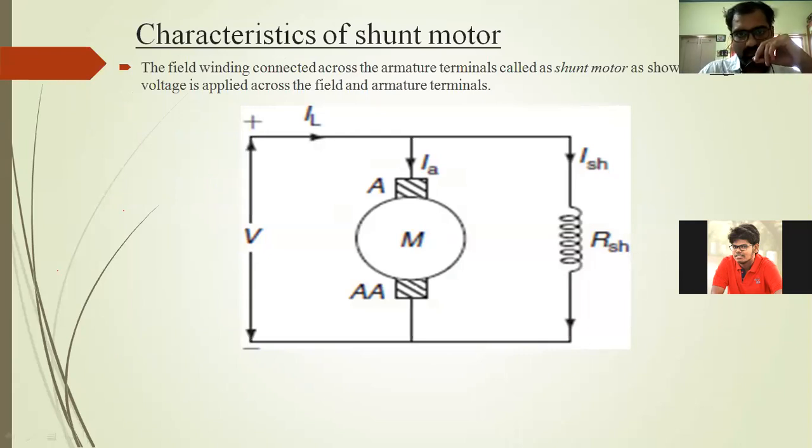As we discussed earlier, this is the construction of your DC motor. As written here, the field winding, which is connected across the parallel terminals of your armature, is nothing but your shunt motor. So the single source, that is V, is applied to the motor, and the total current is divided into two parts, that is IA and ISH. ISH represents the shunt field current, and IA is the armature current flowing towards the armature terminals of your motor.